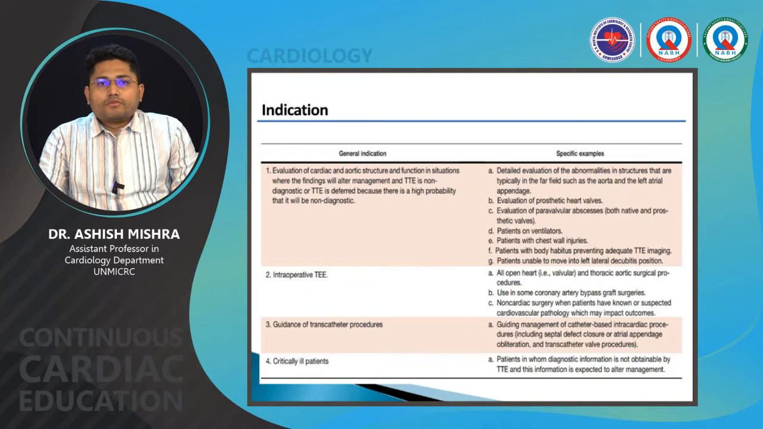Second indication is intraoperative transesophageal echo, particularly all open heart, valvular and thoracic aortic surgical procedures, also used in select CABG cases with MV repair, and non-cardiac surgery when patients have known or suspected cardiovascular pathology which may impact outcomes. Guidance of catheter procedures is an evolving indication, in fact guiding management of transcatheter based intracardiac procedures, right starting from septal puncture, ASD device closure, guiding BMV, TMVR, then mitral clip device and TAVR are important indications, and also in critically ill patients it is one of the indications.